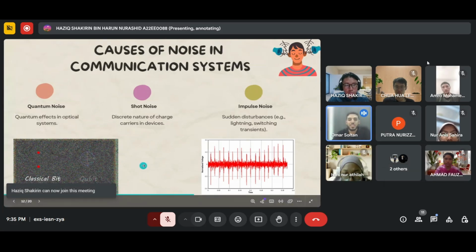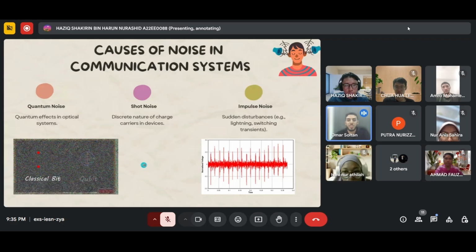Next is shot noise. Electricity is made up of tiny particles called electrons, and they don't always flow smoothly. When electrons jump across gaps, like in diodes or transistors, it creates small random fluctuations. You can imagine it as water dripping from a tap instead of flowing smoothly. This is an example of shot noise.